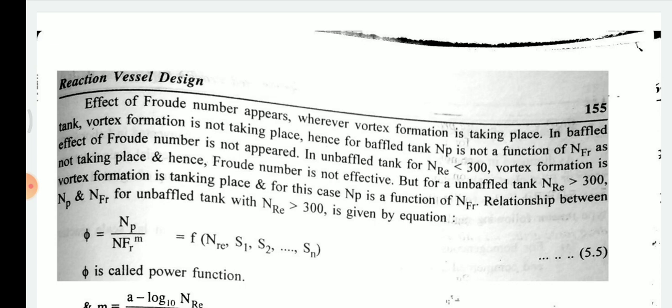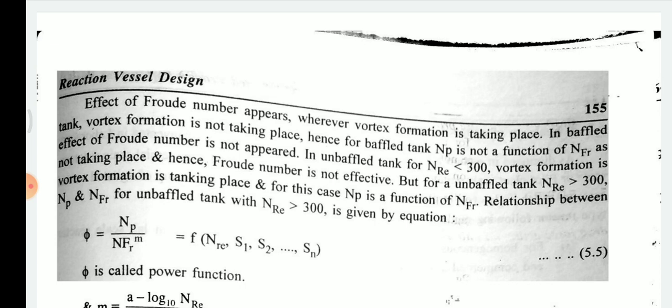In an unbaffled tank whose Reynolds number is less than 300, vortex formation is not taking place, and hence the Froude number is not effective. This condition we have already discussed. If the Reynolds number is less than 300, vortex formation is not created for unbaffled vessels.